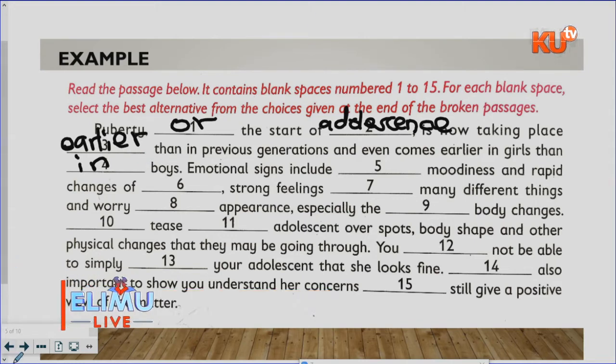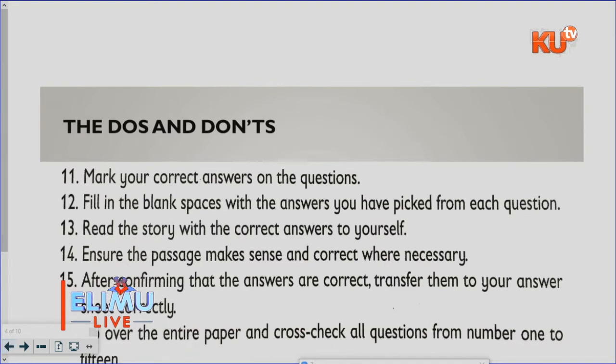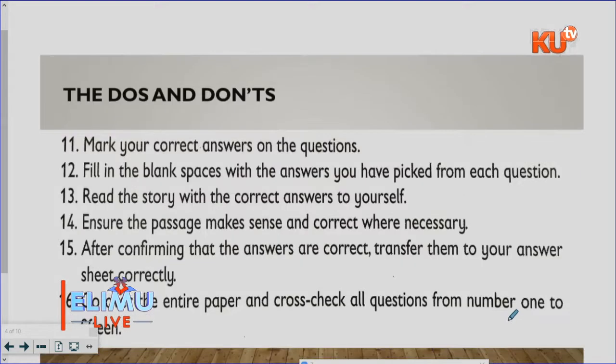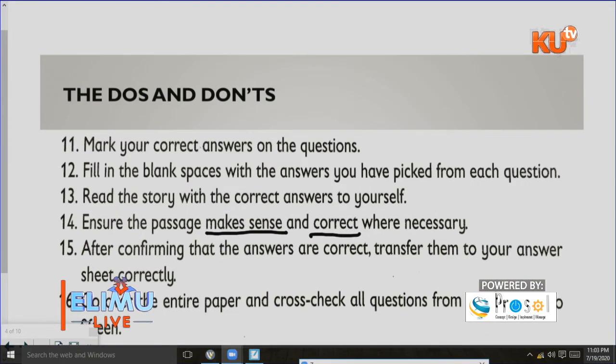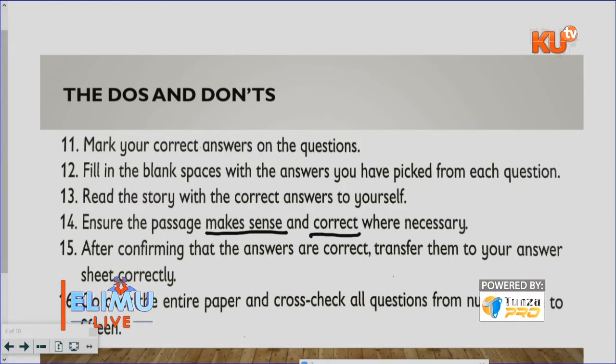The next, you have to ensure the passage makes sense and correct where necessary. This is the part where most students go wrong. They don't go through their work for correction.